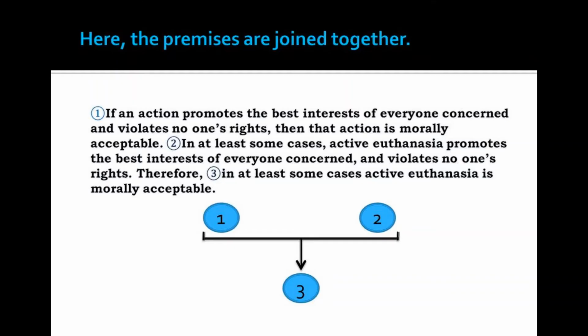Here, the premises are joined together because neither premise supports the conclusion independently. If the principle expressed in the first premise were true, but there were no case in which euthanasia promoted everyone's best interest, the conclusion would be given no support at all. And if there were cases in which active euthanasia did promote everyone's best interests, but the principle expressed in the first premise were not true, the conclusion would remain without support.